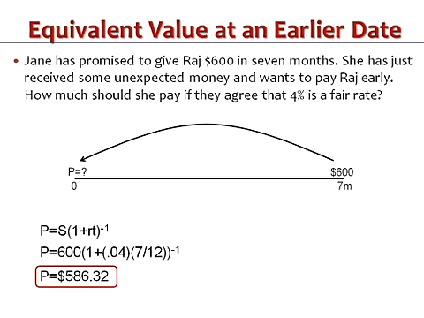Now Raj, he can go and put that money in the bank today, earn 4%, and he'll have his $600 in 7 months. So he's not hurt by this at all, as long as he thinks 4% is reasonable. And Jane, again, if 4% is a fair rate for her as well, she's not hurt either because they're really equivalent. She would be just as happy with $586 today or $600 in 7 months as her payment. Doesn't really matter to her.